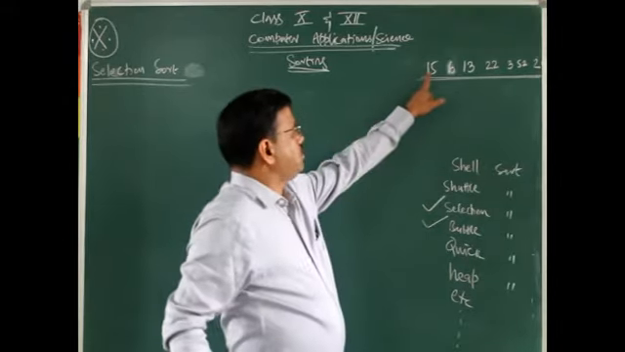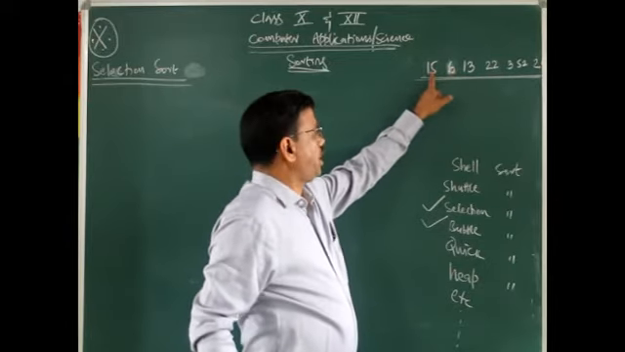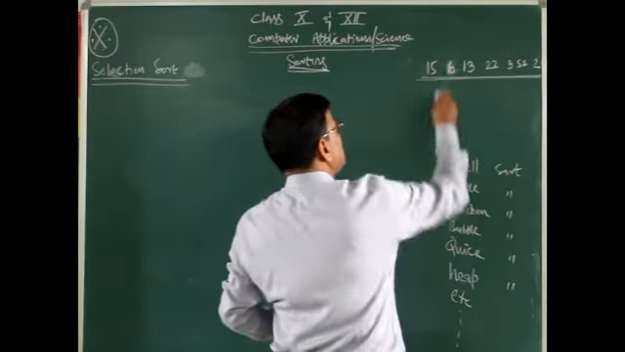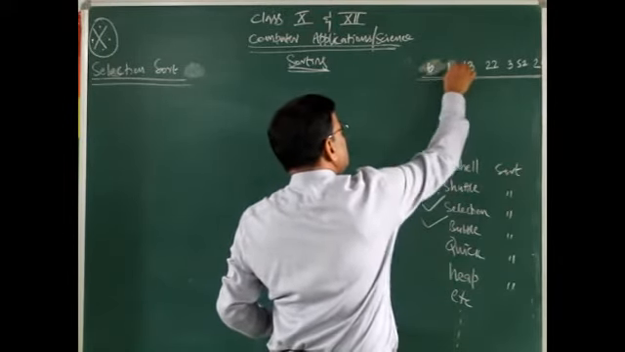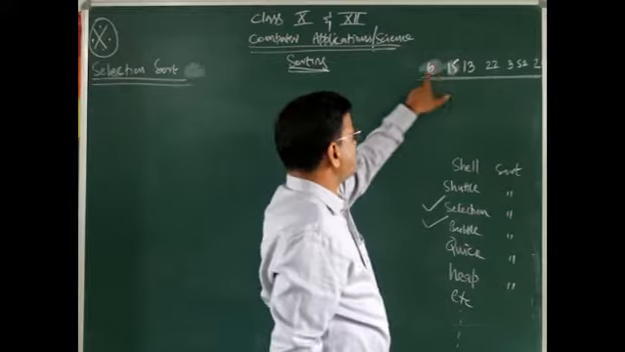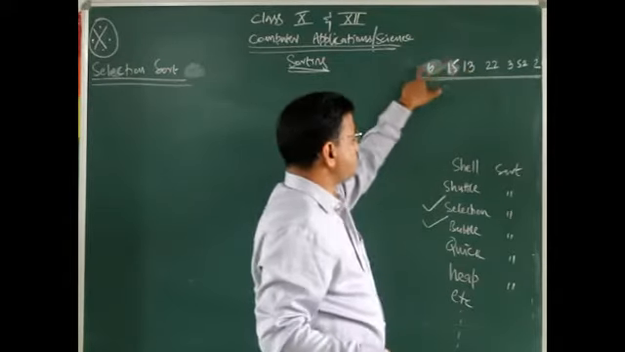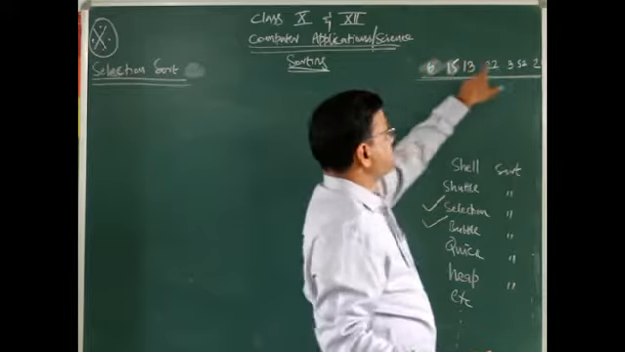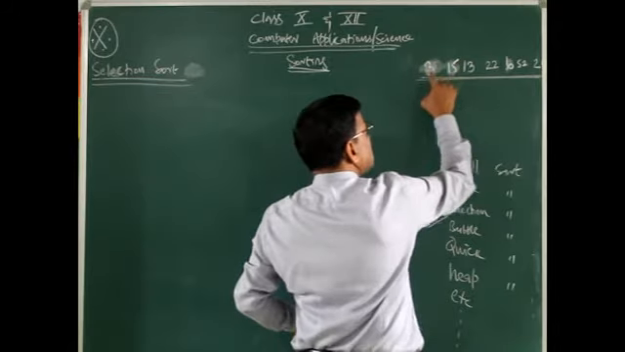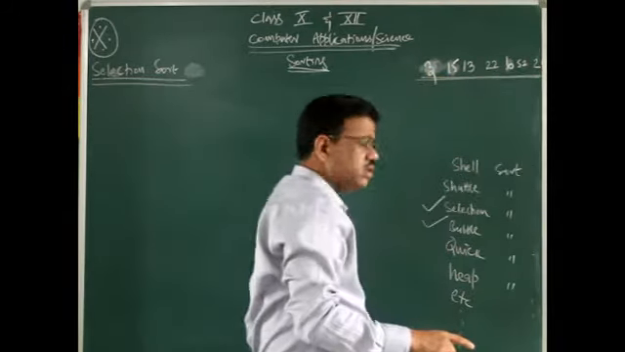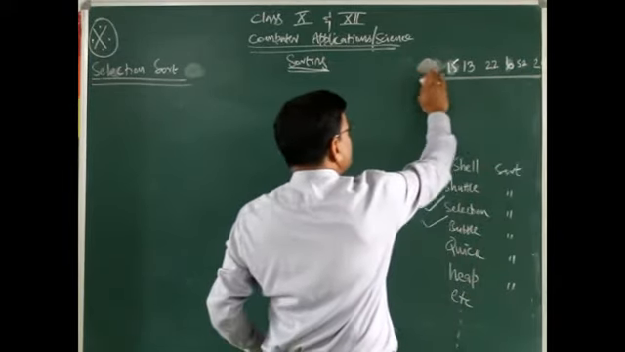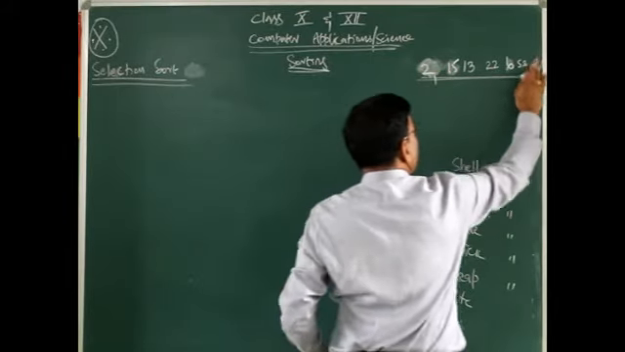Look at it. 15 and 6. Is 15 more than 6? Yes. So the 6 will come and 15 will move, because among these two, 6 is the least. Again, 6 and 13. Is 6 less than 13? It remains. Is 6 less than 22? It remains. Is 6 less than 3? No. So the 6 will go here and 3 will come here. Is 3 less than 52? Yes. Is 3 less than 2? No. So 2 will come here and 3 will go here.